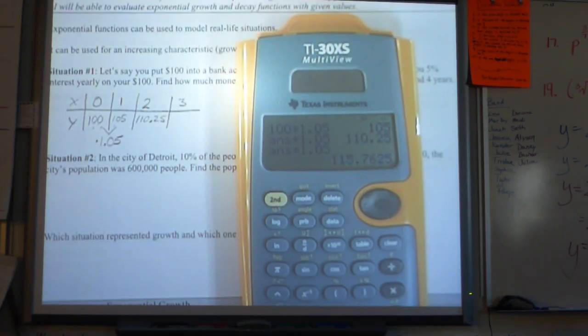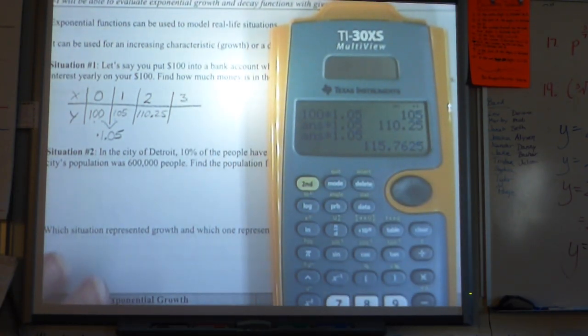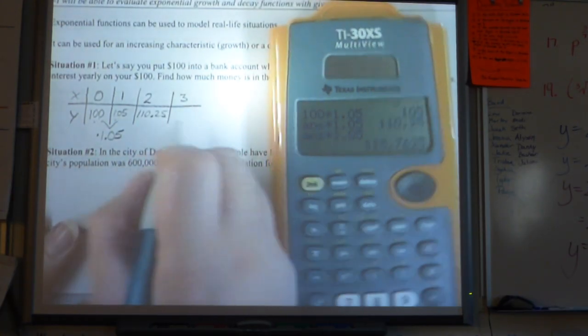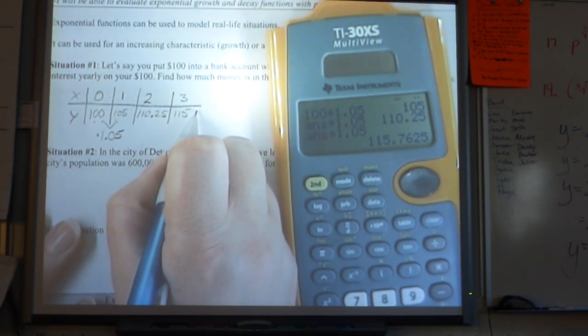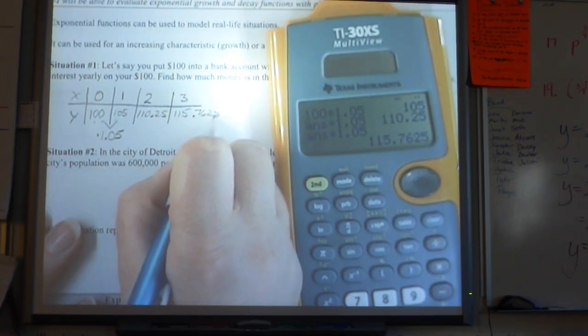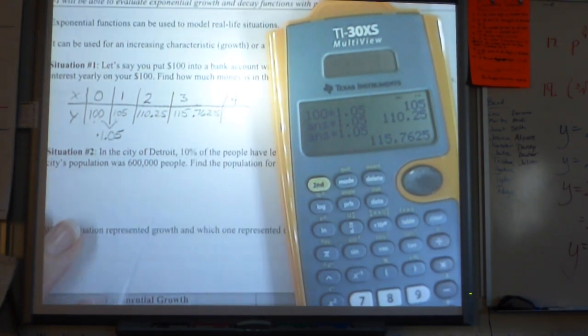115.76. Good. And we're not going to round this yet, because when we're working with powers, they actually can grow very quickly depending on what the power is. So we're not going to round until the end when we're working with powers. It's good mathematical practice not to round until the end of any problem. Okay, so let's leave it as 115.7625. If that messes up your table, just adjust it.